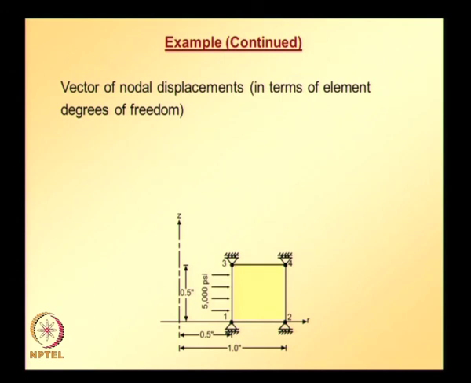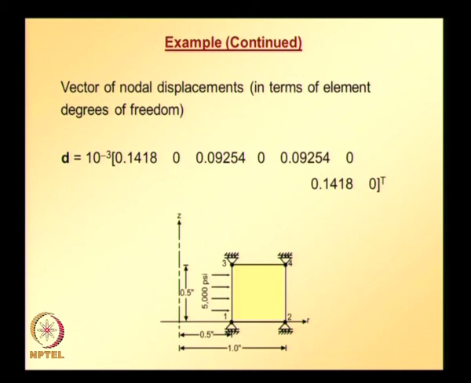So now, to calculate strains we need to know the nodal displacements in terms of element degrees of freedom. That is, these displacement components are arranged with respect to the local node numbering. This is a displacement vector which consists of the components of displacement at all the 4 nodes, and we are interested in finding the strains and stresses at integration points.